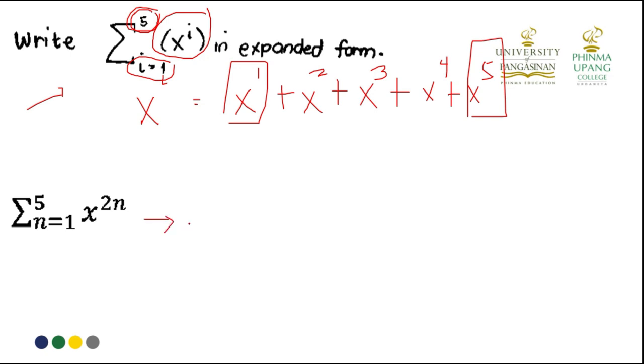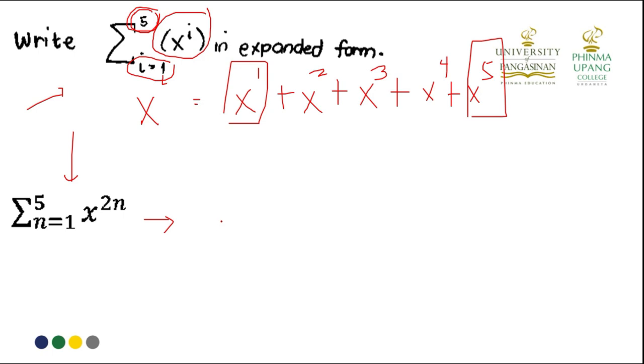Now, you give me the expanded form of this one in 30 seconds. What is the expanded form of the summation of x raised to n, and x raised to 2n, where n is equal to 1 to 5? Answer? Can you please raise your hand if you get the correct answer? Yes, Kurt? Sir, 2x plus 2x squared plus 2x cubed plus 2x raised to 4 plus 2x raised to 5. Is it 2x?